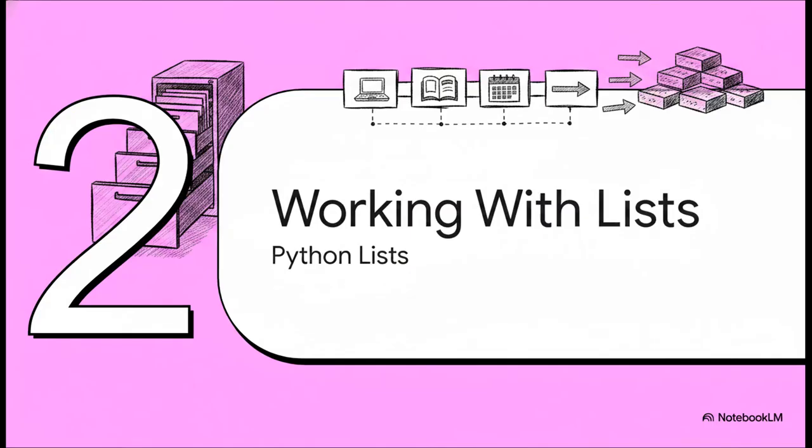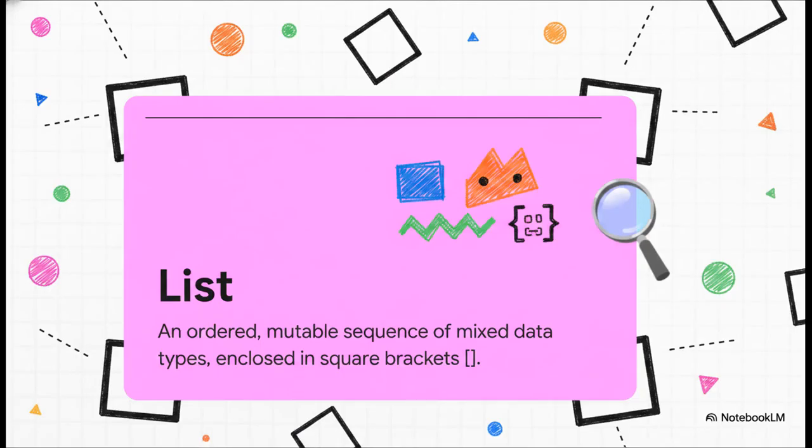Moving right along to Section 2, working with Python lists. So, what exactly is a list? At its core, it's an ordered, mutable sequence wrapped up in square brackets. And what makes Python lists so incredibly flexible, especially when you compare them to arrays in statically typed languages like C or Java, is that they handle mixed data types completely dynamically. You don't need to pre-allocate memory for one specific type of data. Integers, floats, strings, or even complex objects. They can all just hang out together in one single sequence. It is basically the ultimate dynamic grouping tool.